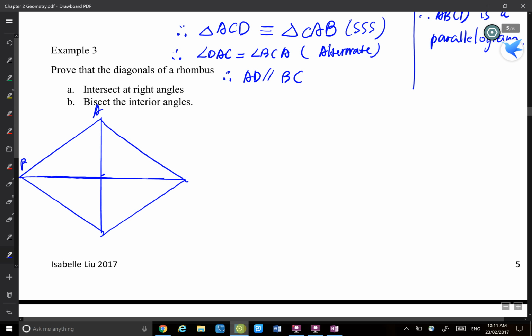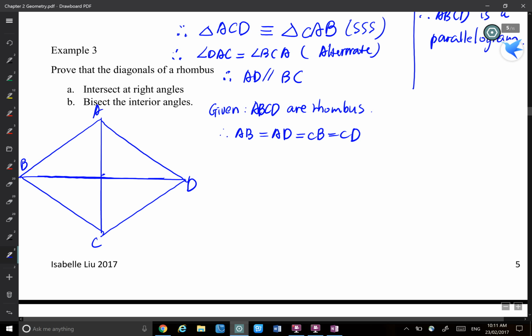Okay, I have A, B, C, D here. So what is given? Given A, B, C, D are a rhombus. So what you will know is AB equals AD equals CB equals CD, because that's the definition for a rhombus.